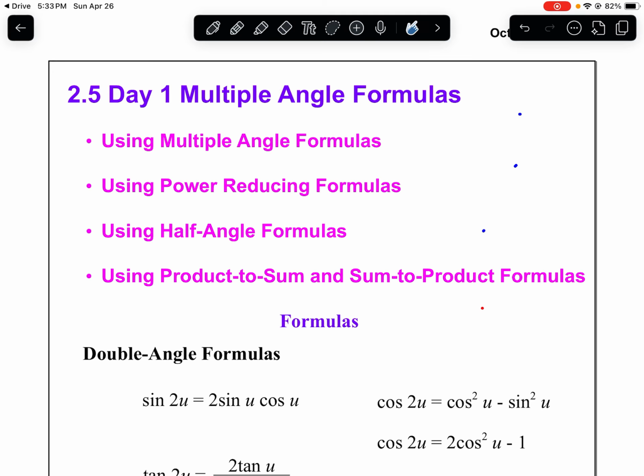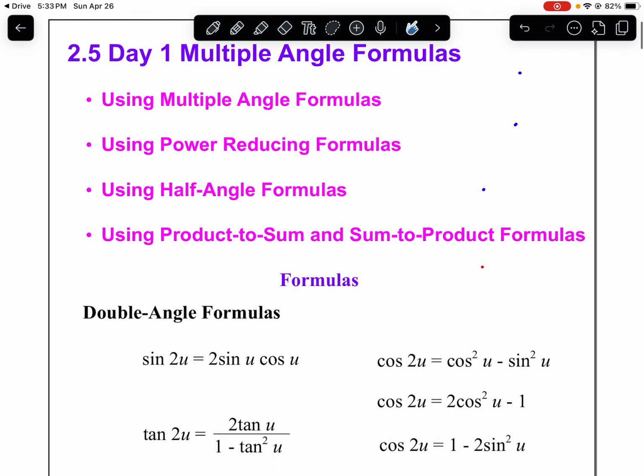All right, guys, here is the video going through lesson 2.5, and we're going to throw all of it into one video here, even though I know we spent multiple days on it. So we're going to hit all of the last few formulas that we have on that unit circle sheet. So we'll have the double angle, half angle, power reducing, product to sum, sum to product.